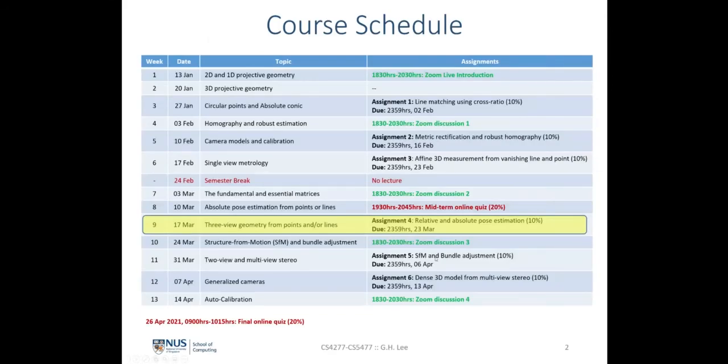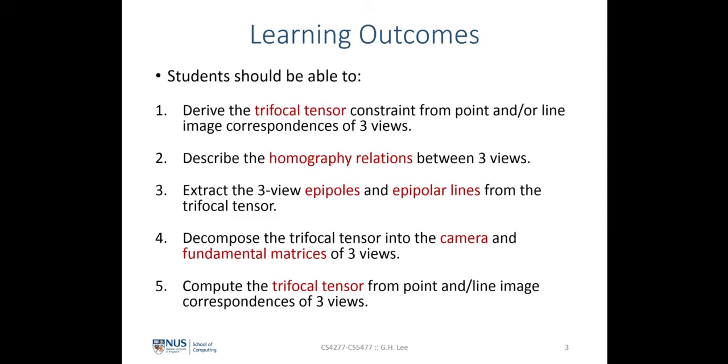And today we are going to talk about 3-view geometry from points and/or lines. And hopefully, by the end of today's lecture, you'll be able to derive the trifocal tensor constraint from points, lines, or image correspondences of 3 views. And you will be able to describe the homography relations between 2 views. In particular, we'll look at how to derive these homography relations from the trifocal tensor.